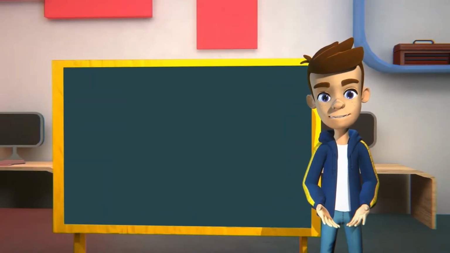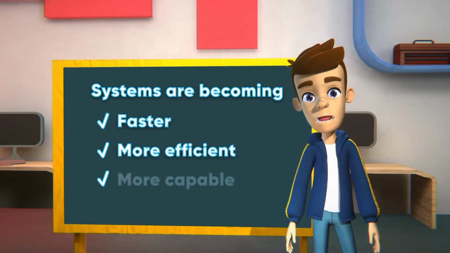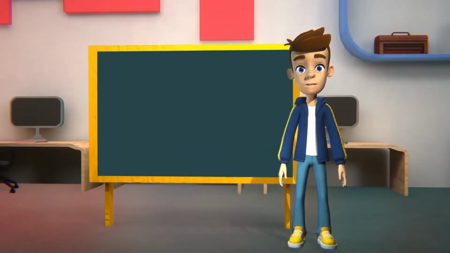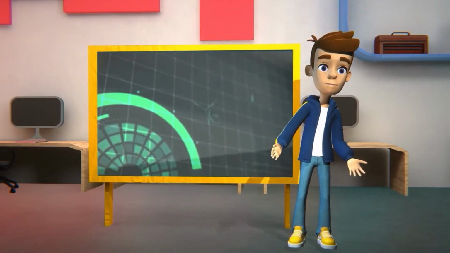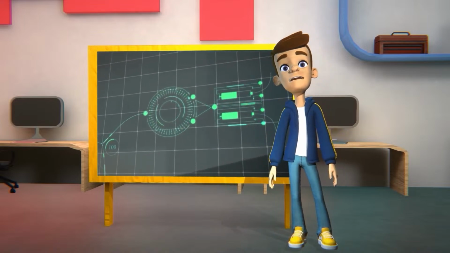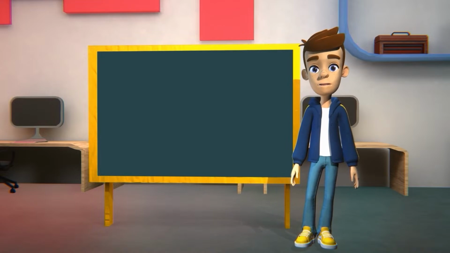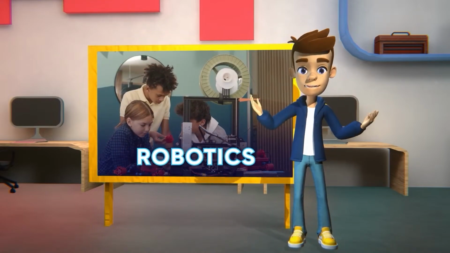As the world trends towards technology, systems are becoming faster, more efficient, and more capable. Under the umbrella of computer science, you'll find standard processes like working with algorithms to answer questions, networking to join computers together, and data structures for building and organizing information vaults. Another fun sector of computer science is robotics.